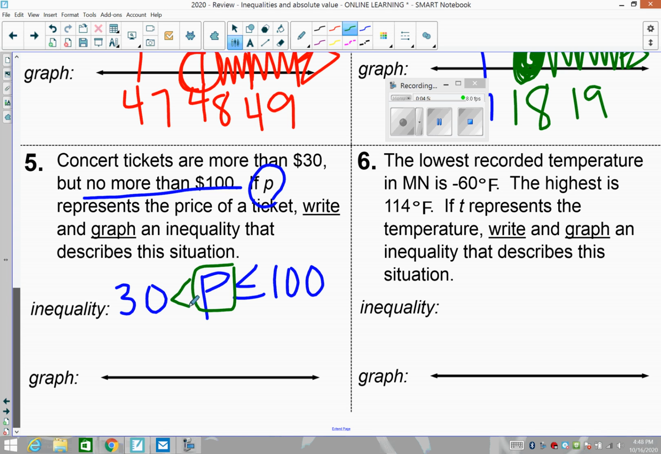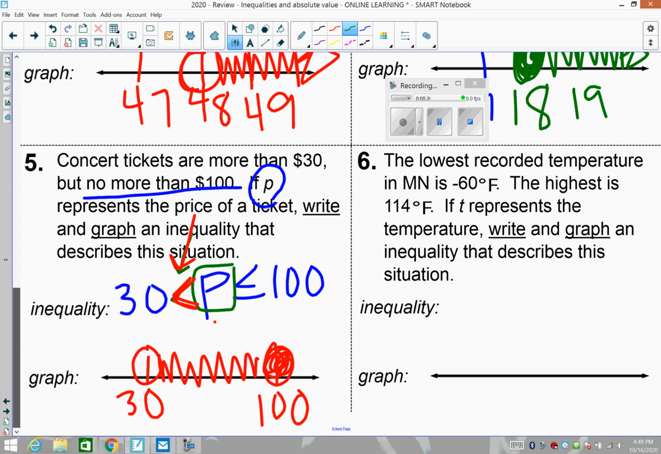It cannot be equal to 30, so I'm not going to put the equal to bar here on that 30. I'm going to leave that just as a less than symbol. So 30 is smaller than the price, and that is smaller than 100. So that'd be open circle at 30 because it can't be equal to 30, a closed circle at 100, and we're saying that the price lives somewhere between 30 and 100.